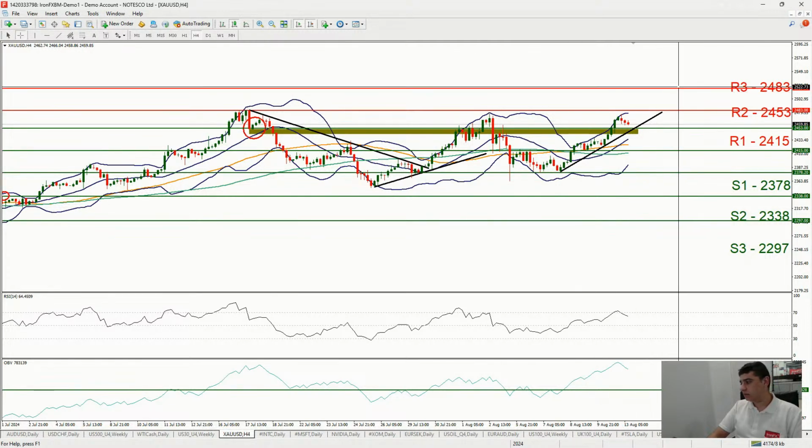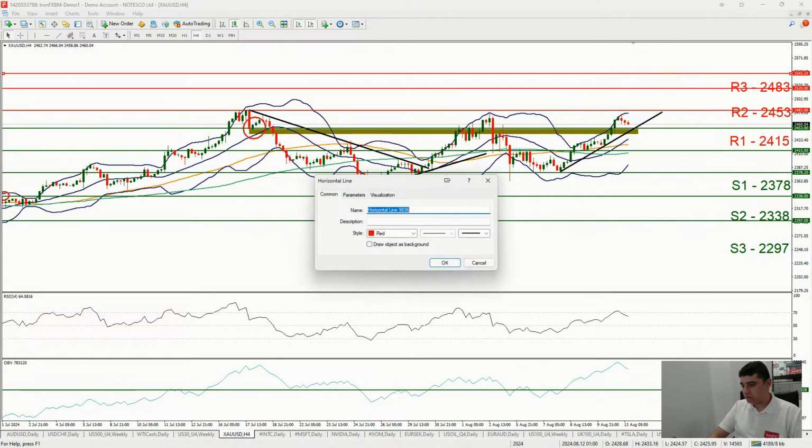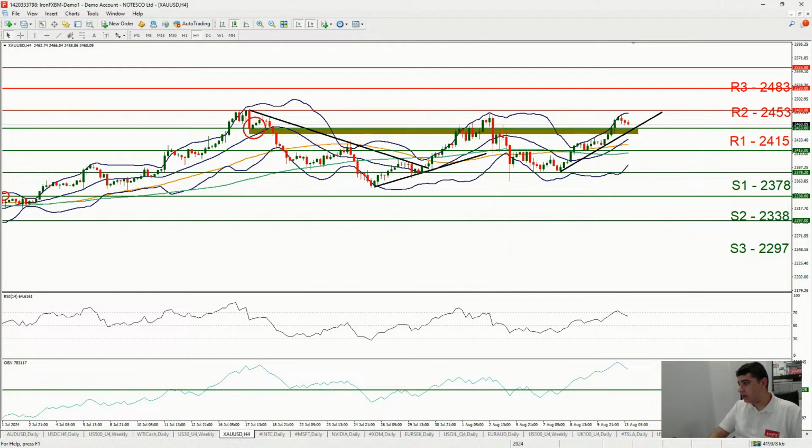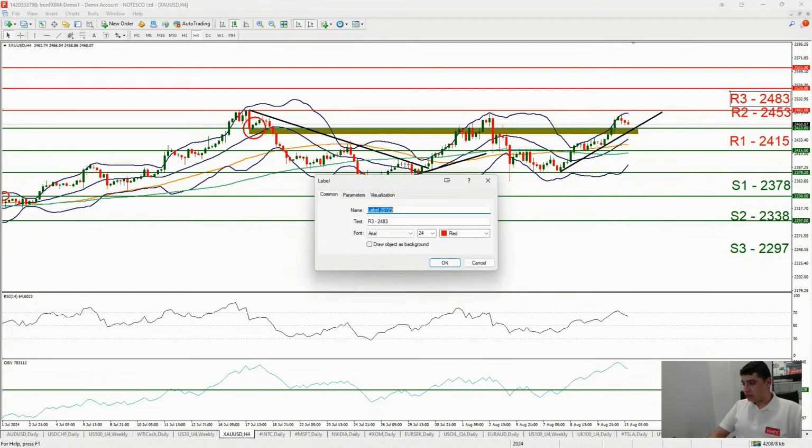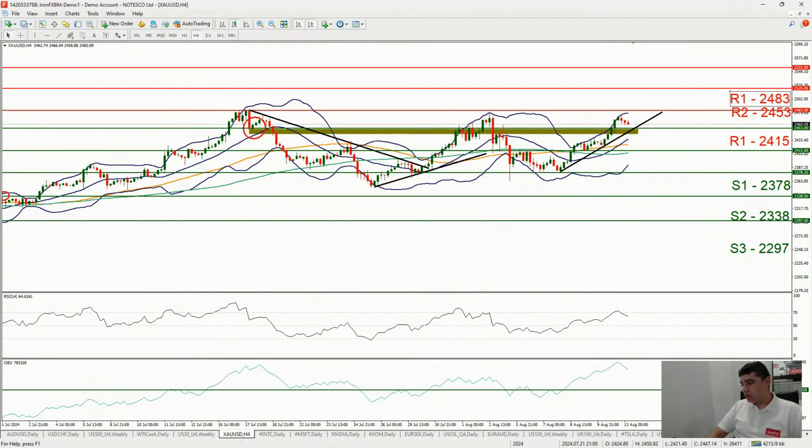3,643, 2,555, and that is my R3 resistance level. So now I will be changing those text labels. It does appear to be moving in an upwards fashion. And now we need to add in the fundamentals. So we've looked at it from a technical point of view, and now the fundamentals come into play.